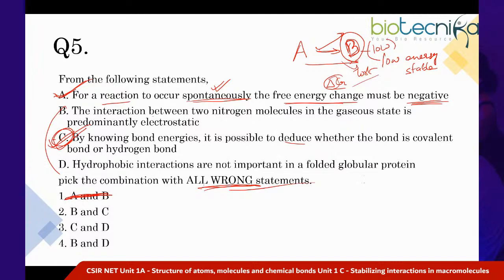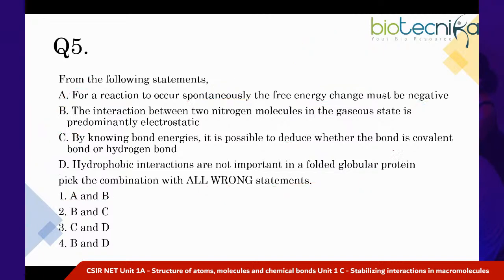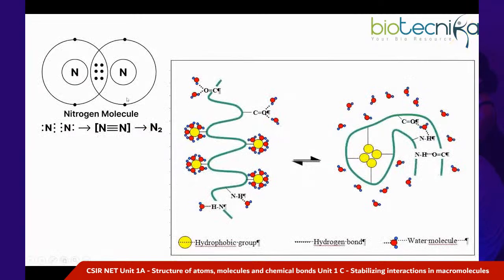We just discussed one question. As I told you, directly or indirectly, you will get this energy type of questions in CSIR. Now, the interaction between two nitrogen molecules in the gaseous state is electrostatic. So let us find out how that is. This is a nitrogen molecule. Yes, Anupam, that's right. Nimisha, your answer is right. Here are the two nitrogen molecules. Three electrons are shared between them.